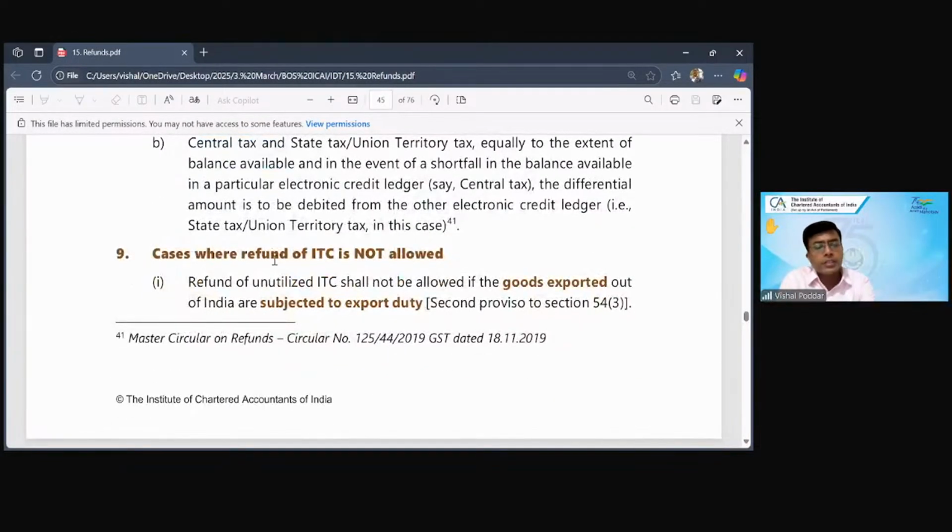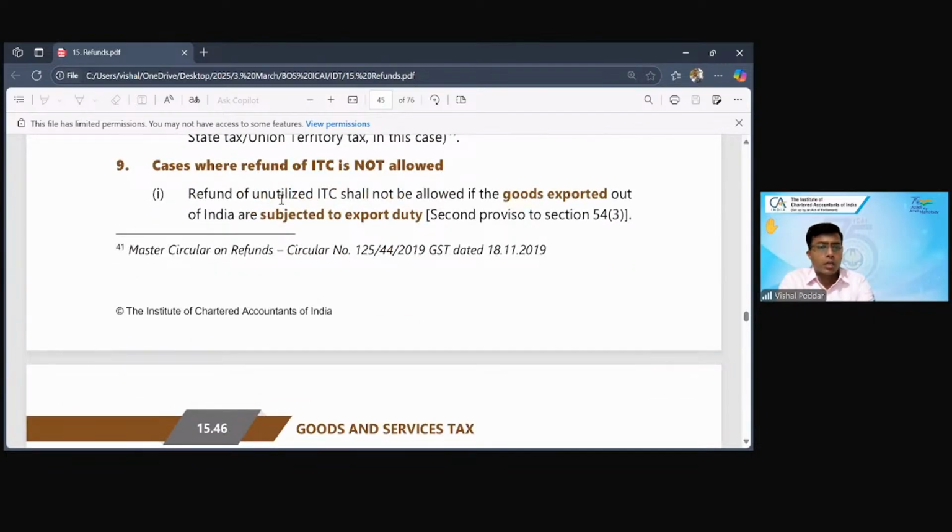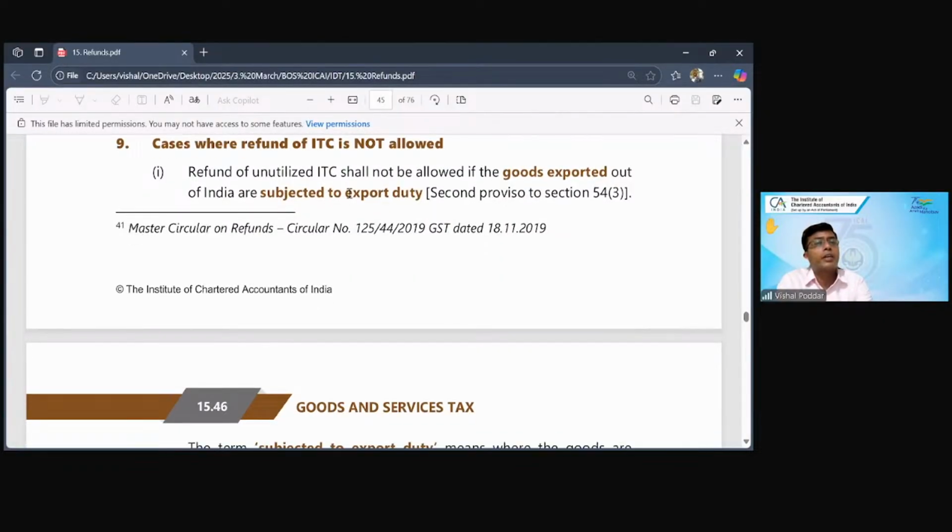Next, cases where refund of ITC is not allowed. Refund of unutilized ITC is not allowed if the goods which you have exported, because you are claiming this refund for export only, are subjected to export duty. Presently, export duty is not there on the majority of goods, because every country's government wants to promote exports. Equally, we also want to promote export. So we have no export duty on our goods.